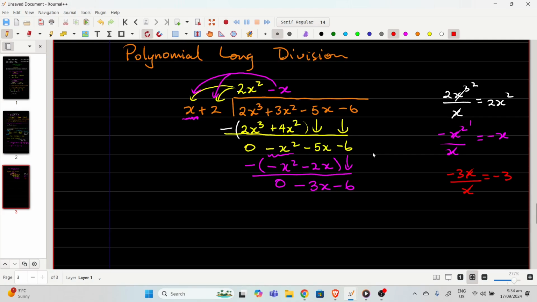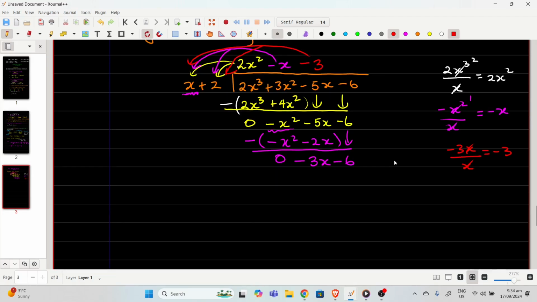So I'm going to use negative 3 out in front here. I'm going to take that negative 3 and multiply it again by this, and I'm also going to multiply it again by that. And that's going to give me negative open bracket. Then I multiply it, so negative 3 by x will give me negative 3x. Then negative 3 by positive 2, that's going to give me negative 6.